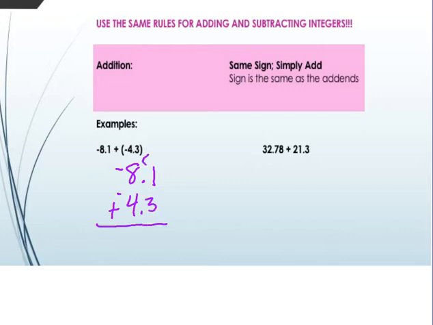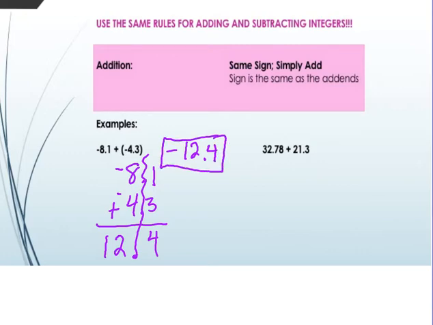So in our first example, we have 8.1, and it's negative, plus a negative 4.3. And you can see that I have my decimals lined up. 1 plus 3 is 4. Same sign, simply add. 8 plus 4 is 12. And since they're both negative, my answer is negative 12.4. Negative 12 and 4/10.